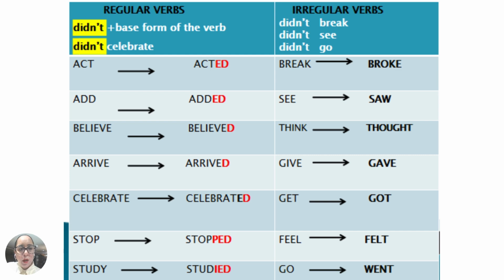Next to the regular verbs, you can see also a short list of irregular verbs. The past tense of break is broke. The past tense of see is saw, think, thought, give, gave, get, got, feel, felt, and go, went. You will find many lists of irregular verbs on the internet that you must memorize or learn by heart. Let's see more examples of positive statements using regular and irregular verbs.